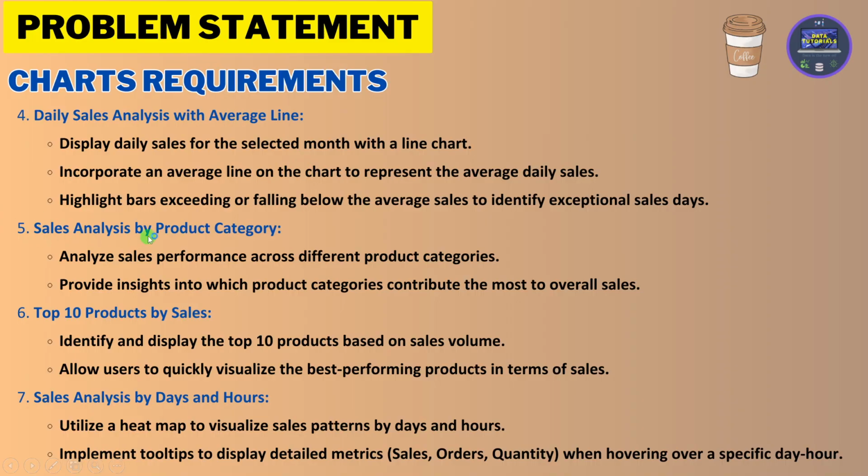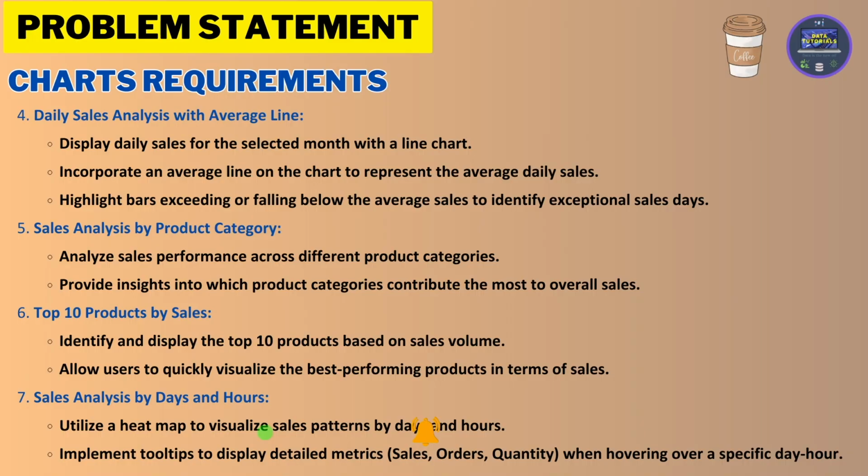Then next we have to find out the sales analysis by product category. In this, we will do sales analysis and performance for different product categories. Then the top 10 products by sales. If there are many products, 20, 30 products, out of them which are the top 10 best-selling products, right? Those 10 will be more focused, they will be more marketed and more revenue will be generated from those. So this will be the top 10 products. And then we will do the sales analysis by days and hours, right? Again, we will create a heat map for this to find out the different sales patterns on different days and at different hours, right?